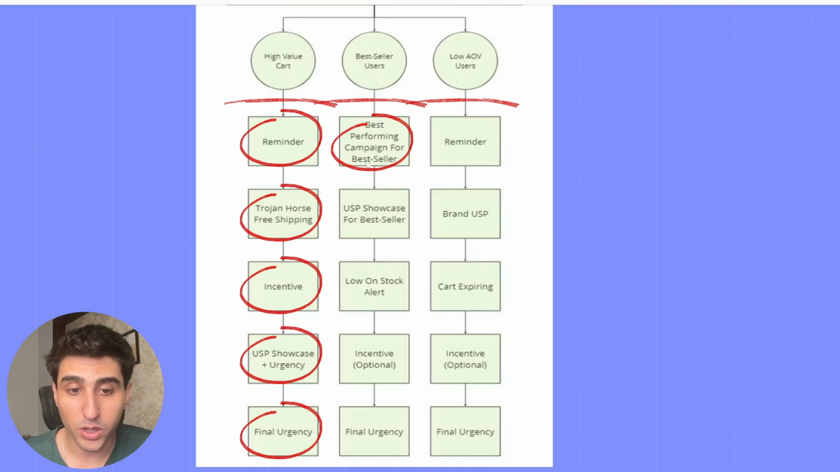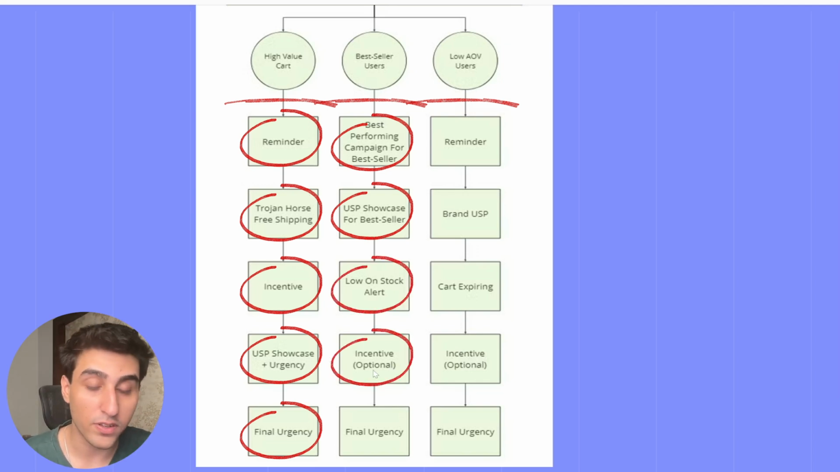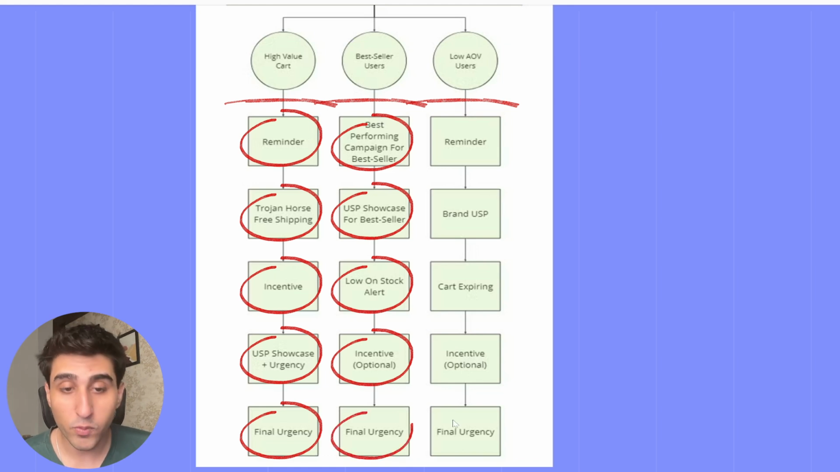So this is the first thing you can do. Then after that, you can showcase your unique selling propositions for that specific bestseller, and then we can have a low on stock alert for that specific bestseller, and then of course we can offer them an incentive. This is optional, and then we can give them a final urgency. So all of this is tailored to that one specific bestseller that they left in their cart.